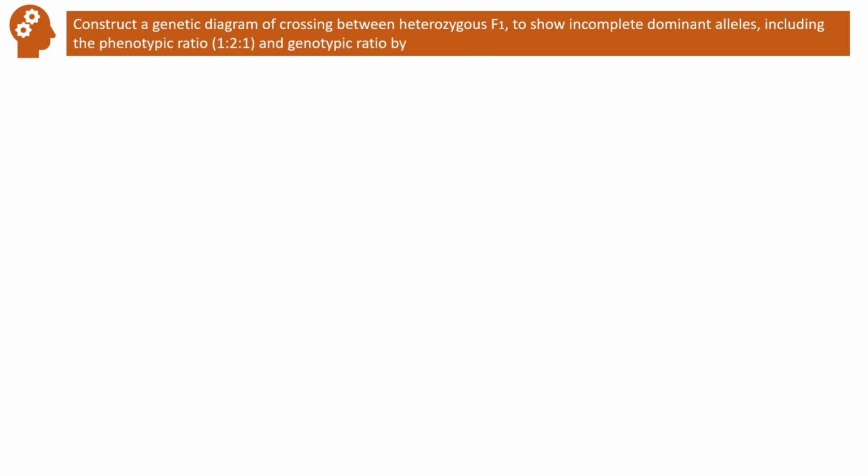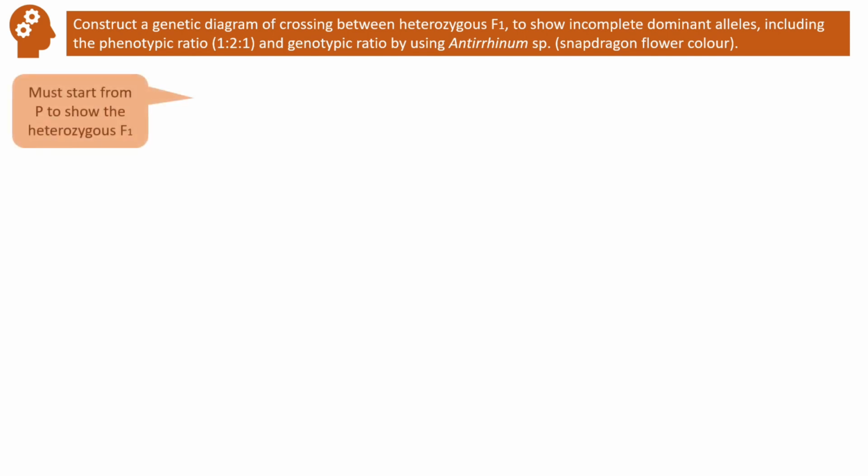Example of question that can be asked is: construct a genetic diagram of crossing between heterozygous F1, to show incomplete dominant alleles, including the phenotypic ratio and genotypic ratio by using Antirrhinum species, a snapdragon flower color. To answer this question, you must construct genetic diagram start from parent to show the heterozygous F1. P is red flower CR-CR crossed with white flower CW-CW.